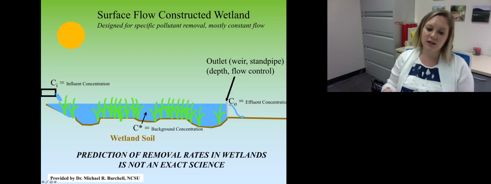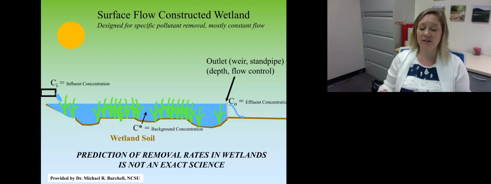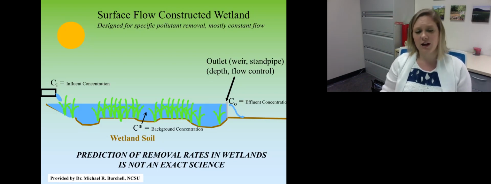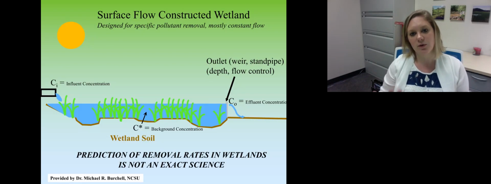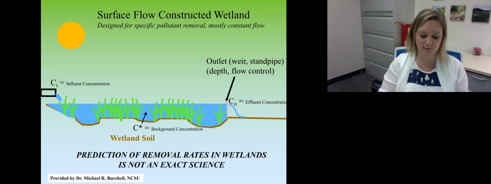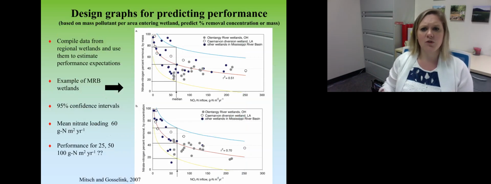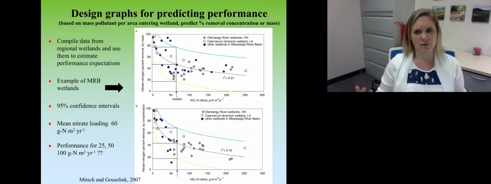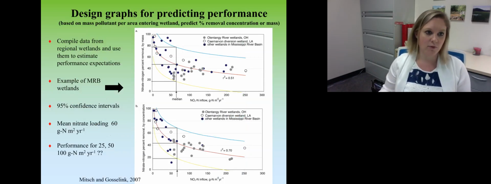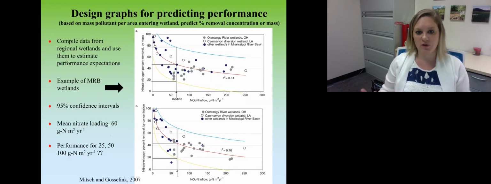We can actually predict the removal rates in wetlands, but it's not an exact science, as we were talking earlier. There are going to be differences with your soil type, your plant type, the temperature. There's a lot of impacts that can influence what your outlet concentrations are, but we have a pretty good idea of what we can estimate. There's been a lot of research done on this, and here are some compiled graphs based on mass pollutant per area entering a wetland, and then the predicted percent removal.